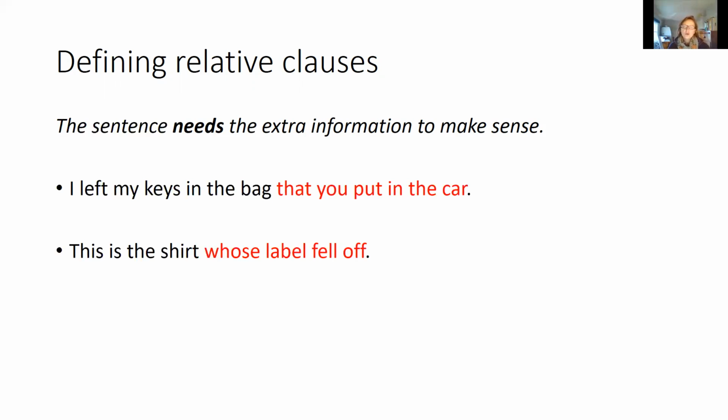This is the shirt whose label fell off. If you just had a sentence that said this is the shirt, I don't know which shirt you're talking about, but if we've already talked about one where the label dropped off, now I know. This is the shirt whose label fell off. We use whose here because the label belongs to the shirt. It's possession.